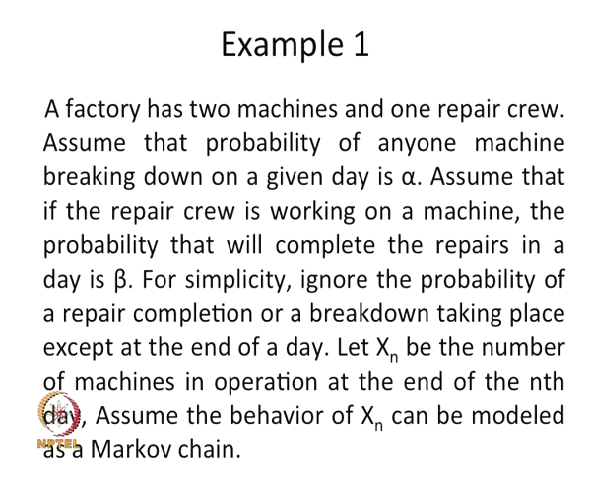Let X n be the number of machines in operation at the end of the nth day. Assume that the behavior of X n can be modeled as a Markov chain. Based on the information available here, a machine can break down and we have only one repair person. The probability that he can do the repair in a day is beta, and 1 minus beta is the probability that he cannot complete the repair of a machine in a day.